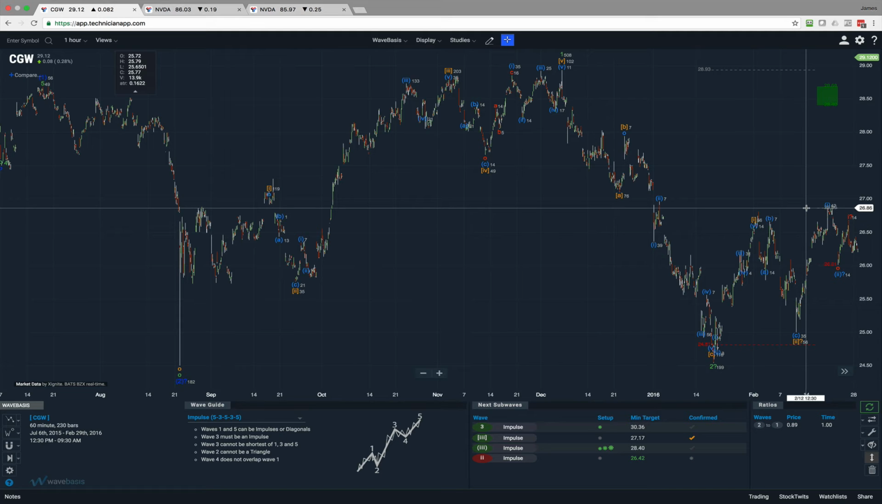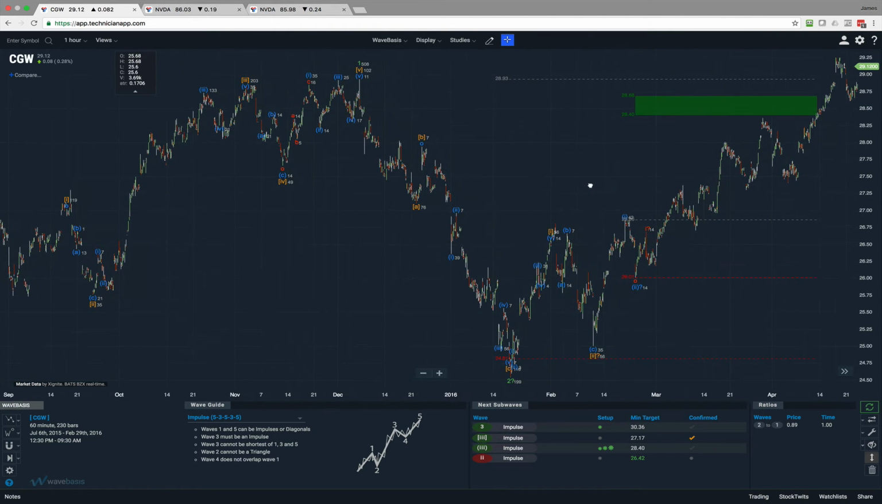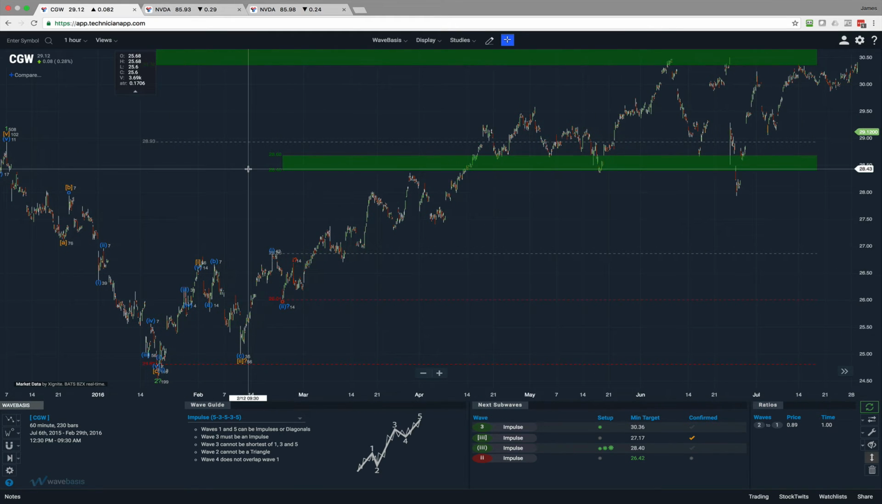Okay. So now that we've gone over this setup and seen how we might find an entry based on the information we see in next subwaves, let's move forward and see how this trade turns out. So you can see we move through the first target and then up through the second target. And again, because we were aware of that higher target, that might allow us to manage the trade a little bit differently if we want to try and hold the trade through the higher target that we're looking to attain there.